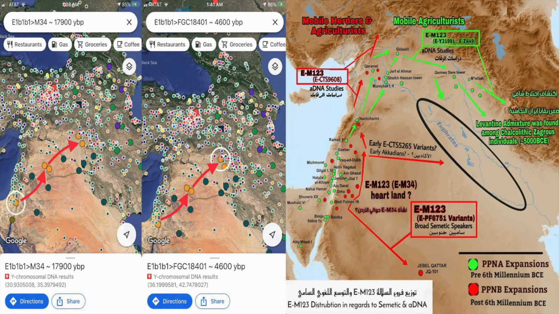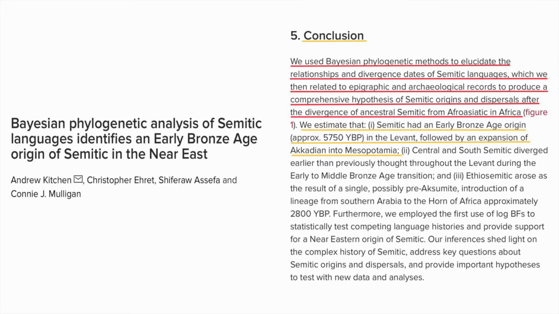E-FGC14382, TMRCA is 2200 BCE, and E-V3262, TMRCA is 2600 BCE. Therefore, Abraham and his Semitic ancestors could have been E-V22, who would have left the Levant and went into Mesopotamia. According to the genetic paper titled Bayesian Phylogenetic Analysis of Semitic Languages Identifies an Early Bronze Age Origin of Semitic in the Near East, and it reads, we estimate that Semitic had an early Bronze Age origin, approximately 5,750 years before present, in the Levant, followed by an expansion of Akkadian into Mesopotamia.